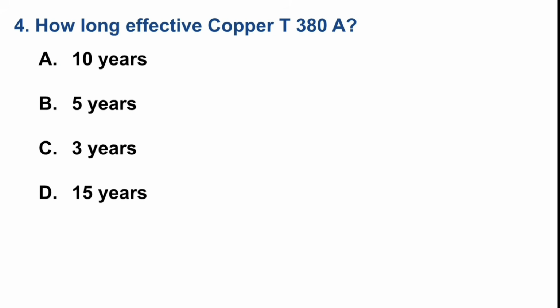How long is Copper T 380A effective? Option A, 10 years. Option B, 5 years. Option C, 3 years. Option D, 15 years. The correct option is option A, 10 years.